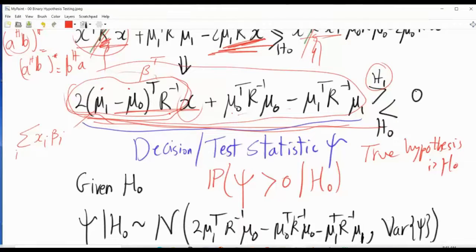So this will be the probability of error. Now, to compute the probability of error, you need to obtain the distribution of psi. And in our case here, it's as simple as it can get. The reason is that we have a linear or an affine function of a Gaussian vector.